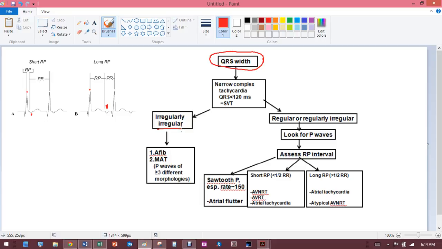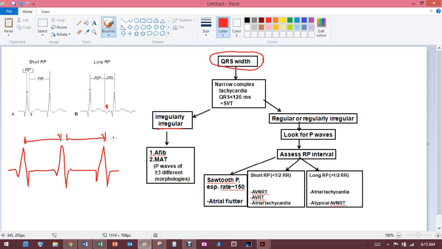But what this means is, if you look at each little complex, Q, R, S, and then you get a certain space, then Q, R, S, I'm leaving out P waves and T waves, that's okay, and then Q, R, S. And you look at the space between each one of these, the R waves on the top. Are they happening about the same interval of time? If they're happening at about the same interval, then that would be regularly irregular.